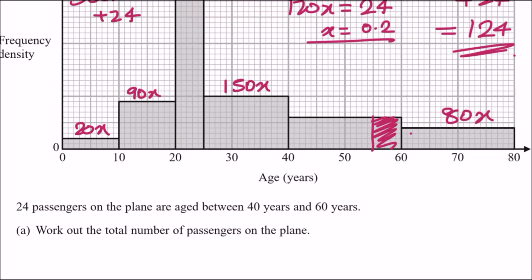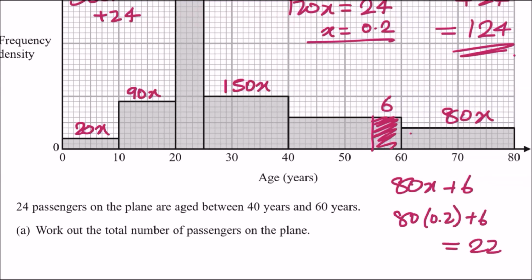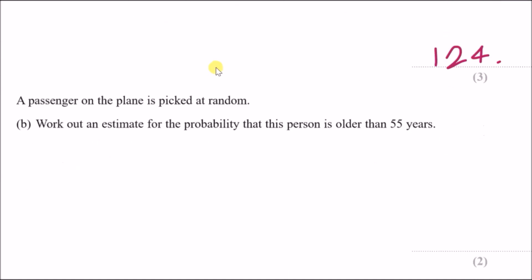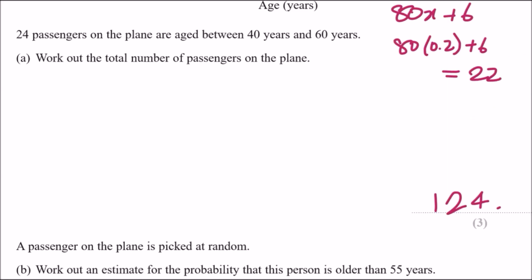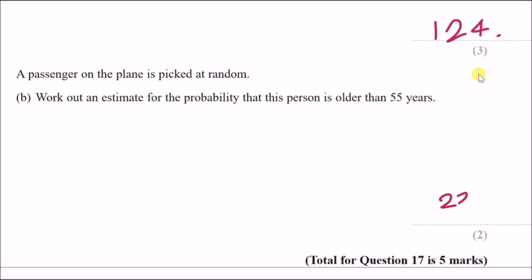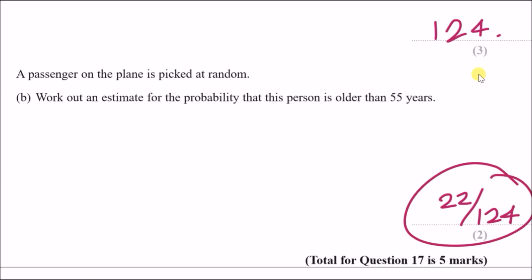If the whole rectangle is 24, you divide this by 4, so 24 over 4 would be a total area of 6. So the total number of people is just 6 plus 80x. Since we know x is 0.2, 80 times 0.2 plus 6 gives us 22 people older than 55. So that's this total area. This means the probability that this person is older than 55 is 22 out of 124 passengers.